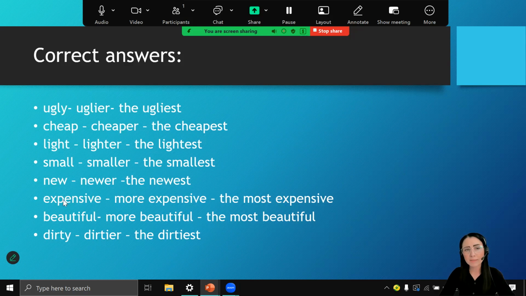The word expensive is three-syllable, so we use words more and the most to make comparative and superlative forms. Expensive, more expensive, the most expensive. The same happens with beautiful. Beautiful, more beautiful, the most beautiful. Dirty, two syllables, ends with y. Dirtier, the dirtiest. Great job!